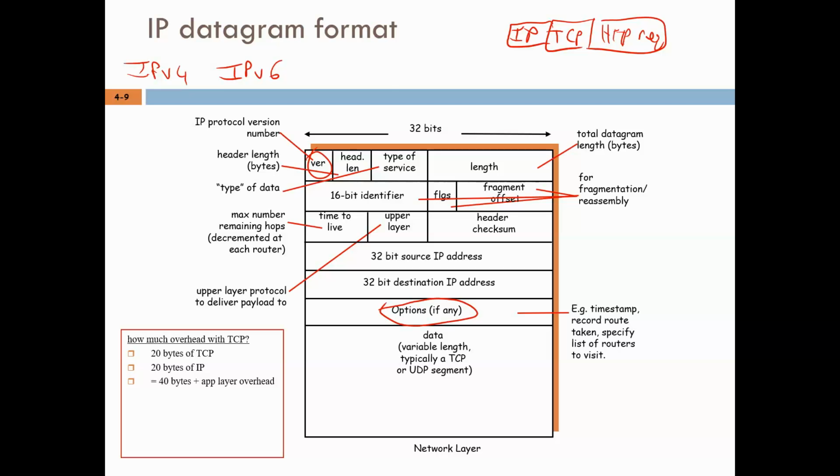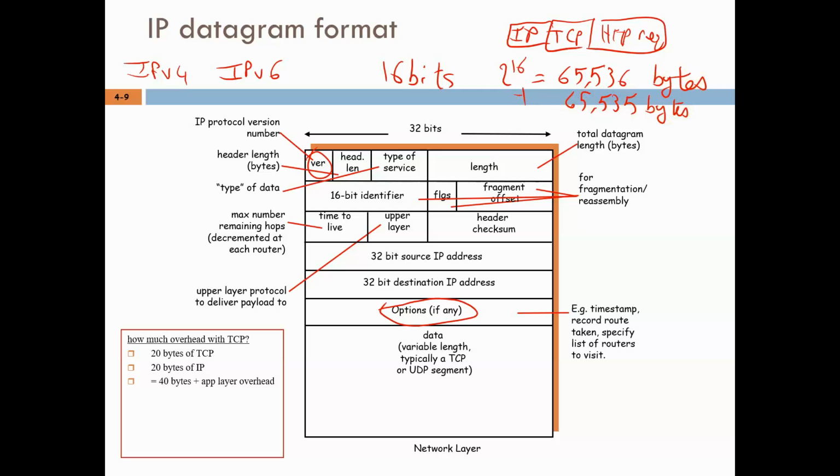Now you will see here that the length field is actually 16 bits, meaning that the maximum length of the packet is 2 power 16, which is equal to 65,536 bytes. So the maximum size of a packet that can be sent over the network is actually 2 power 16 minus 1, so it's 65,535 bytes. Okay, this is the maximum size of a packet that can be sent over a network.